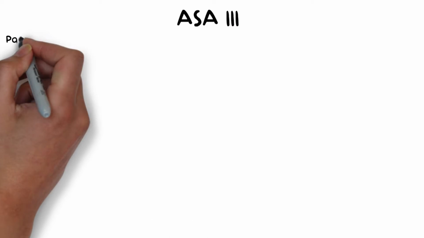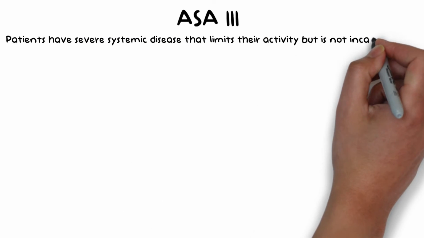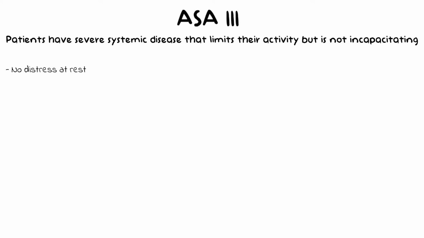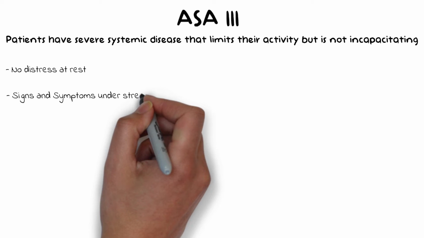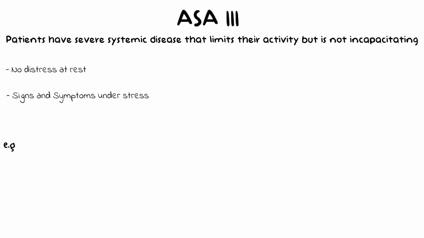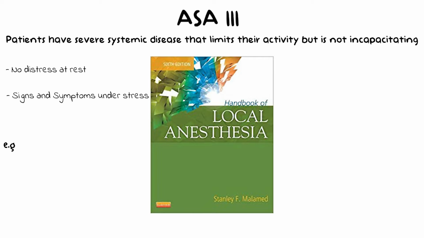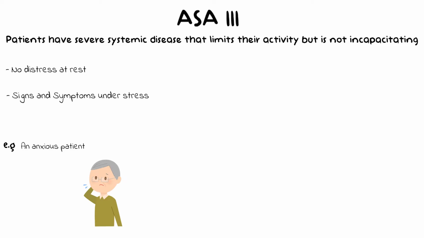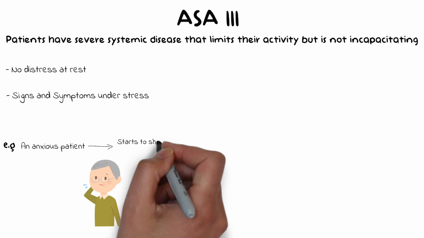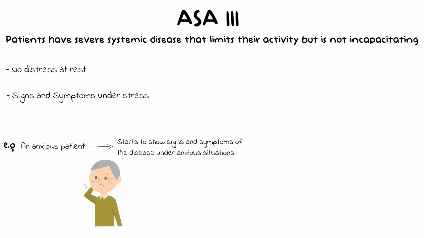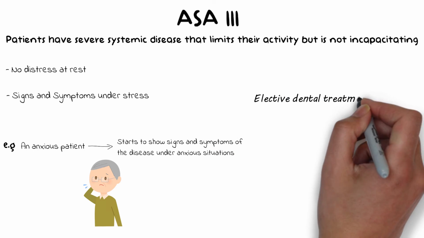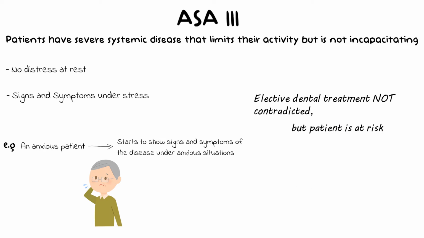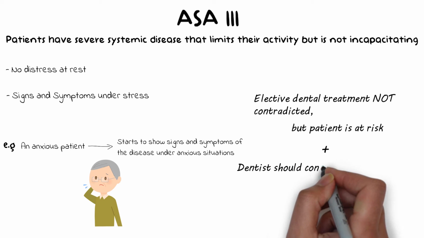ASA 3 patients have severe systemic disease that limits their activity but is not incapacitating. At rest, such patients don't exhibit signs and symptoms of distress, but when stressed, these patients do exhibit such signs and symptoms. An example of such a patient, also mentioned in the 6th edition of Handbook of Local Anesthesia by Stanley, would be a patient with angina who is pain-free while waiting seated in a waiting room, but develops chest pain when seated in the dental chair. Elective dental care in such a patient is not, however, contraindicated, although the patient is at risk during the dental treatment. The dentist in these cases should consider serious modifications for the treatment.